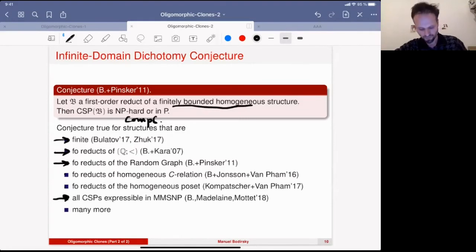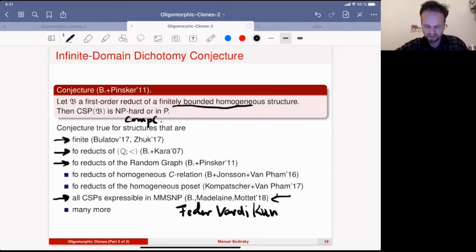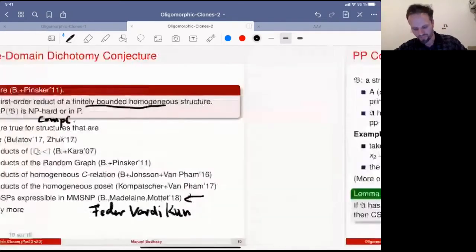And in fact, actually, I'm slightly lying here. In fact, this has already been proved here, that the dichotomy has already been proved by Feder and Vardi and Kuhn. And the contribution that Antoine Mottet, Madeleine and myself brought here is that we will verify an algebraic dichotomy conjecture even here. So okay, I will continue.